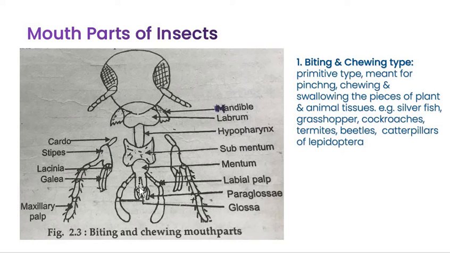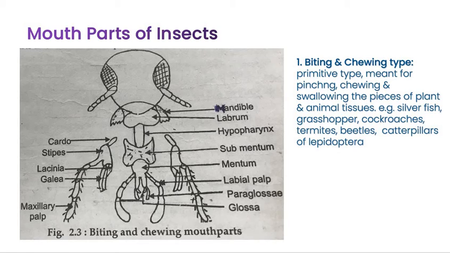So, what is the upper lip? The labrum. What is the lower lip? The labium. What lies laterally? The mandibles and maxillae. And behind the labrum, what is there? The hypopharynx. These structures combined form the mouthparts of the insect.